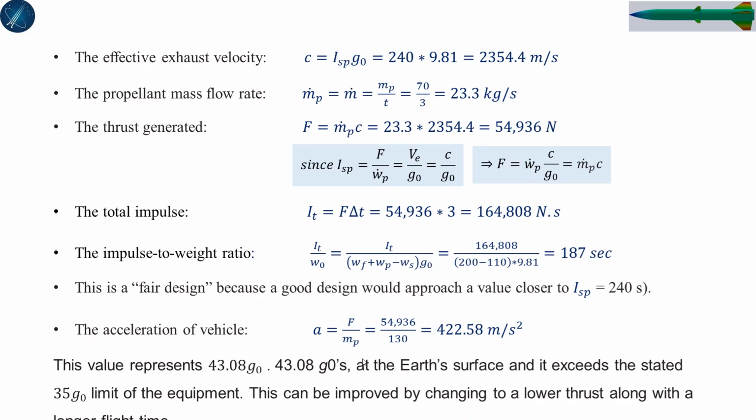But one determining or limiting factor is the G load. So the G load which we are designing is 43, but the limiting G load is 35 G naught, so this design should be re-evaluated again in order to make it less than 35 G naught. If it is less than that, then our equipment is safe. So this is the meaning.